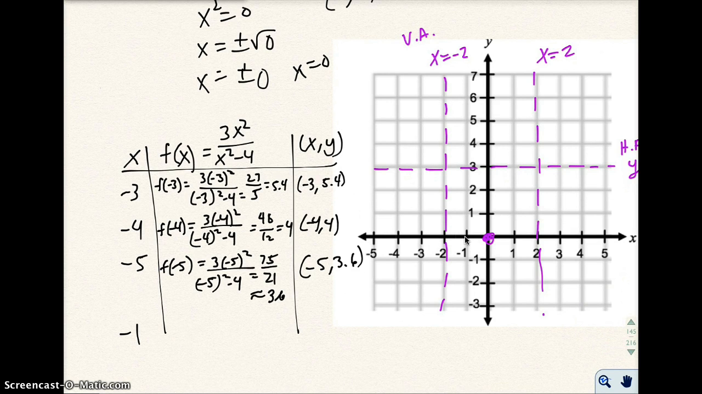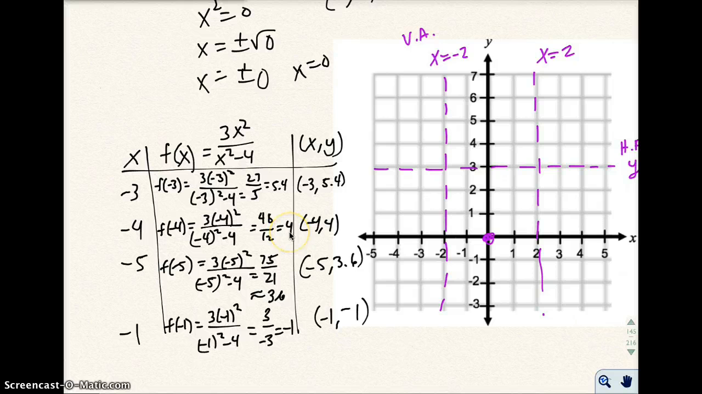Negative 1, I'm going to go ahead and tell you that I get f of negative 1, which is 3 times negative 1 squared, all over negative 1 squared minus 4. This gives me 1 times 3, which is 3. Gives me 1 minus 4, which is negative 3, so I get negative 1. Okay. Here, if you know you have symmetry, life is going to be nice to you.